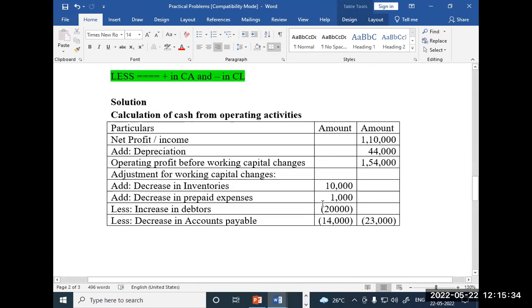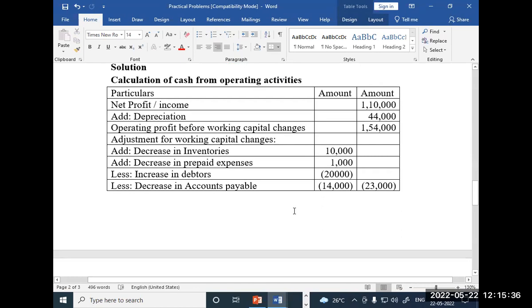Now we come to the statement. Decrease in inventory, 10,000 added. Decrease in prepaid expense, 1,000 added. And then increase in debtor, minus 20,000. Decrease in accounts payable. Decrease in accounts payable is a liability, so minus 14,000. Minus means I write it in brackets.